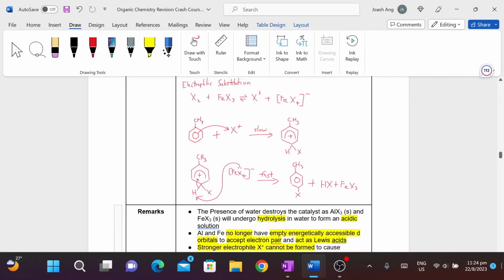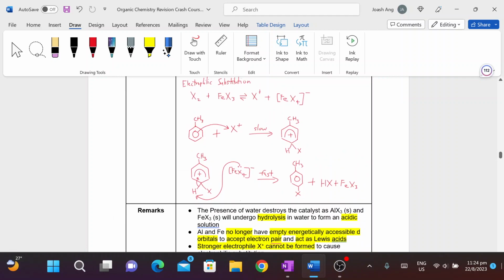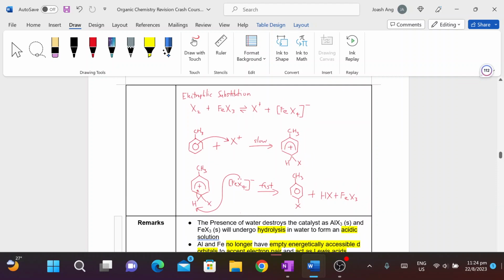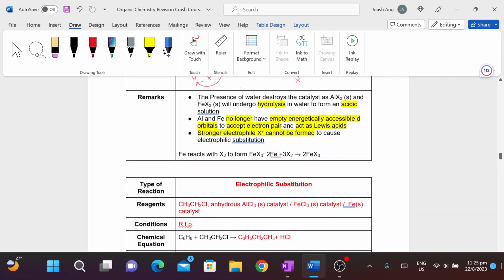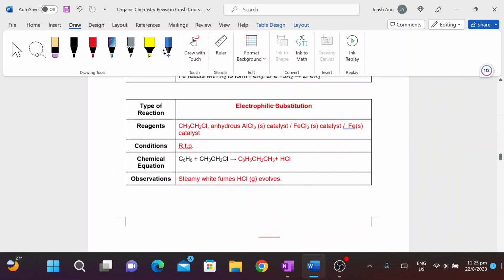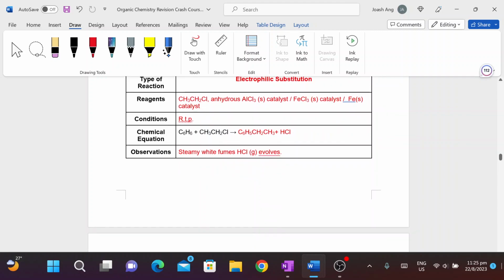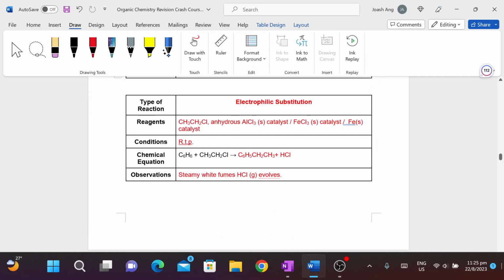This is the mechanism for methyl benzene with chlorine. Do take note that the very first step is a reversible arrow. Okay, the second reaction right here is showing a Friedel-Crafts alkylation reaction.